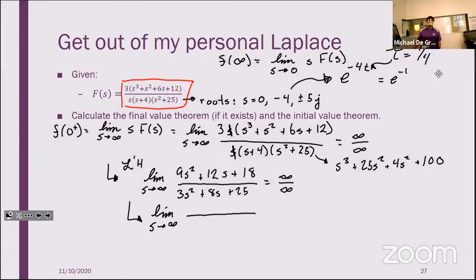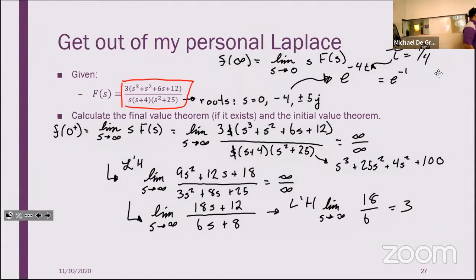All right, if I take L'Hopital's rule one more time here, what do I get? Yep, thank you, Danny. 18s plus 12 over 6s plus 8. Well, guess what? Let's do it one more time. So we just have a chain of L'Hopital's rule. Then this one becomes 18 over 6, which gets us 3. Okay, great, we got through. You guys already got that, and we're good. All right, well, there we go.